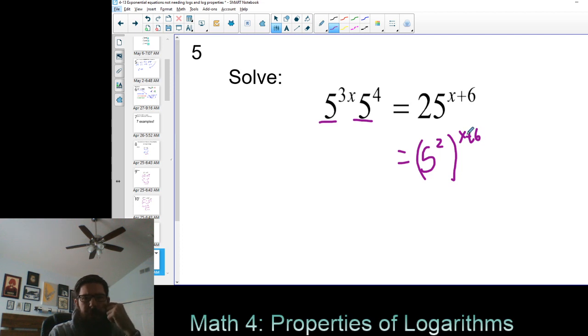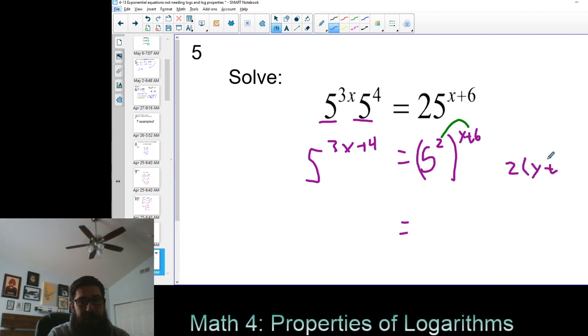On my left side, boy, my pluses have a little hook today. This is going to be 5 raised to the 3x plus 4. Remember, this is law 1 from last week, those properties of exponents. I'm multiplying things with the same base, add the exponents together. I need to now do property 3 here, which is multiply these in. Be careful. You've got a little distribution going on. Technically, what you're doing is 2 times x plus 6. Why am I getting these hooks on these pluses today?